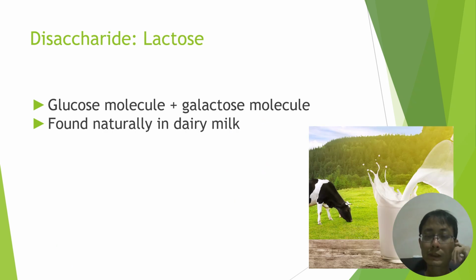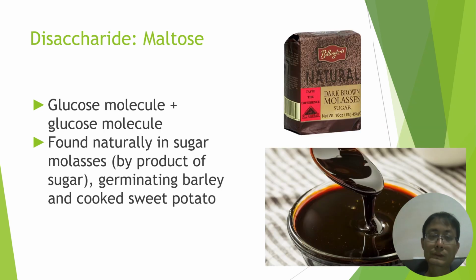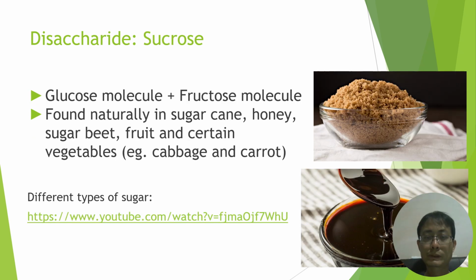So lactose is generally, as mentioned, found in dairy products, such as your milk. Maltose is the sugar found in molasses, germinating barley, and cooked sweet potato. These can be your sources of maltose. Sucrose is generally found in your cane sugar, honey, and certain vegetables like cabbage and carrot.